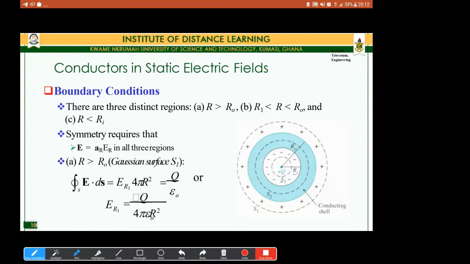So let's look at the first region. The first region is which one? Inside the conducting shell, that is in this region. In that region, R is less than what? Less than or equal to Ri. So that is up to this point.